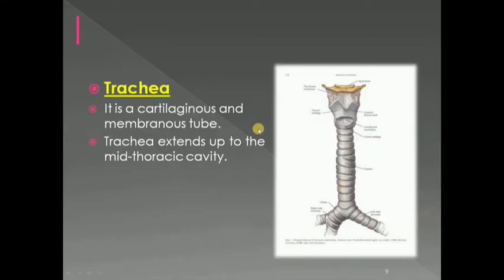Now, what is the trachea? It is a cartilaginous and membranous tube. The trachea extends up to the mid-thoracic cavity. In this picture, you can easily identify the trachea, which is covered by cartilaginous rings.